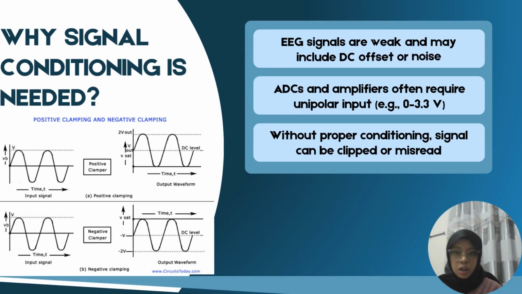Here's the challenge. Most modern signal processing components like amplifiers and analog to digital converters, ADCs, cannot handle bipolar signals. For example, an ADC might only read signals between 0 and 3.3 volts. If the EEG signal isn't shifted properly, important parts of the waveform can get clipped, leading to data loss or inaccurate brain readings. That is where clampers come in.